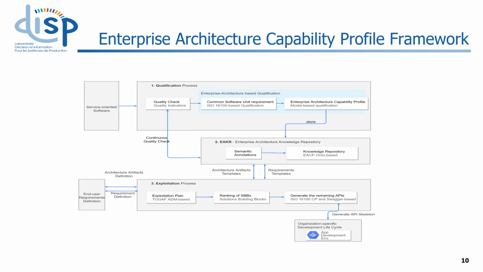And finally, regarding the exploitation process, it carries out the discovery and exploitation of the company's solution in an engineering process based on requirements engineering and enterprise architecture that results in a set of technical components and a ready-to-use business application that meet expressed needs.